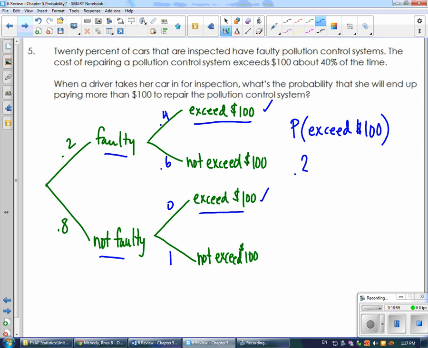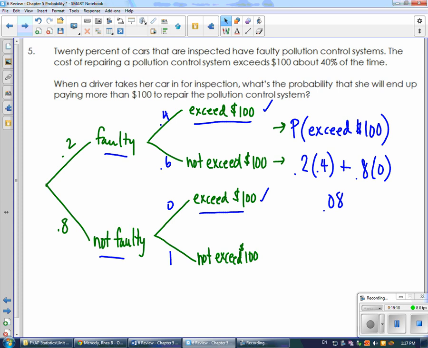So that means we could have 0.2 times 0.4 plus 0.8 times 0, which is just going to end up being 8% of the time. And again, you want to make sure that you are showing the probability statement and showing all of the numbers that you added to come up with that 8%. If you did this problem differently, you just need to make sure you show your work.